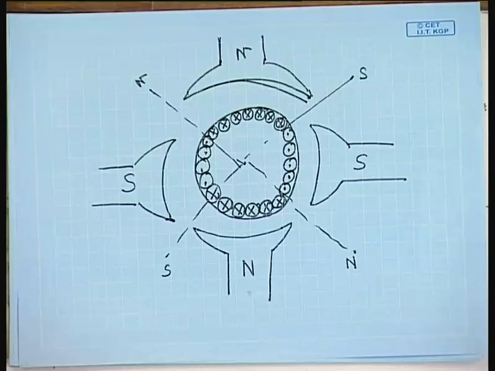Now, these pole pairs, north and south, one set of pole pair will be connected in series. So, there will be several such pole pairs depending on the number of pole pairs on the stator. These pole pairs can be connected either in parallel or in series. Accordingly, there will be two types of armature winding, called the lap winding and the wave winding. The lap winding is a parallel connection of armature poles, and the wave winding is a series connection of armature poles.